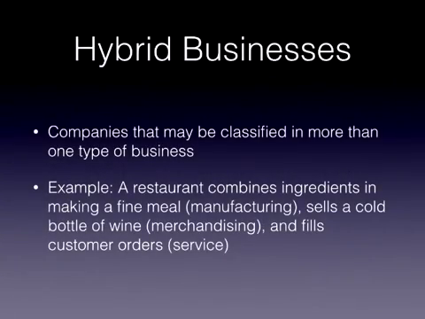Lastly, hybrid businesses are companies that may be classified in more than one type of business. A restaurant, for example, combines ingredients in making a fine meal, which is classified as manufacturing, and it sells a cold bottle of wine, which is merchandising, and fills customer orders, which is service.